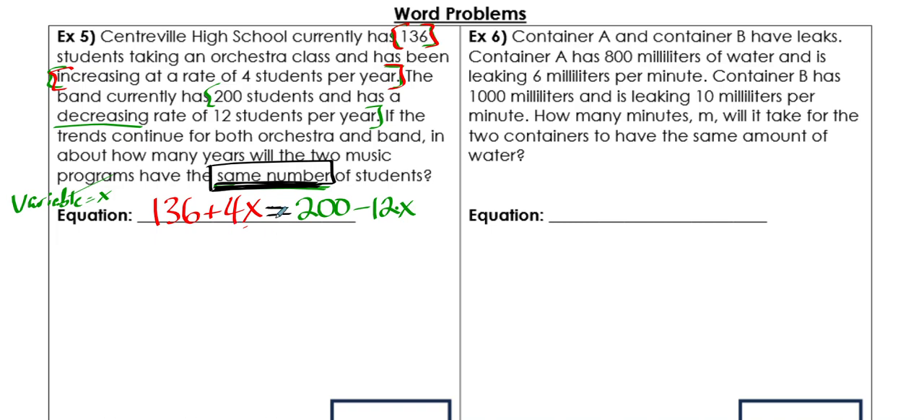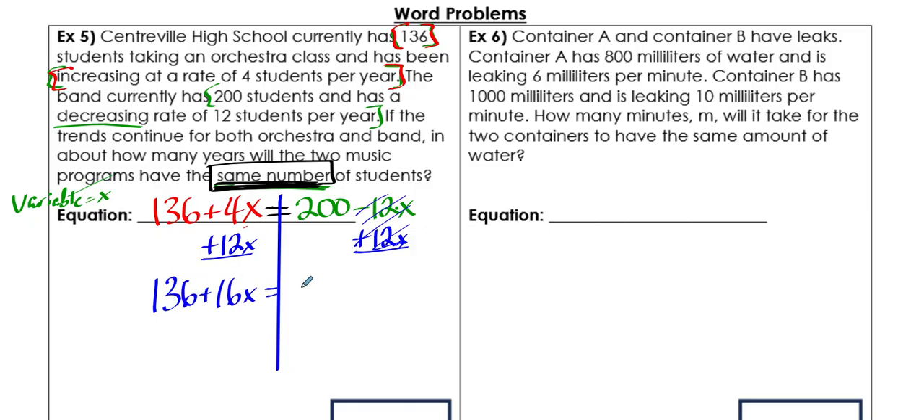Right, now I can start solving it. I have an x on both sides, so I want to bring those x's to one side. I'm going to cancel out this negative 12x as my first step. I'm going to do plus 12x on both sides. That gives me 136 plus 16x equals 200. I'm going to subtract 136 from both sides. 16x comes down. That's the only thing left on that side because those canceled out. And that gives me 64.